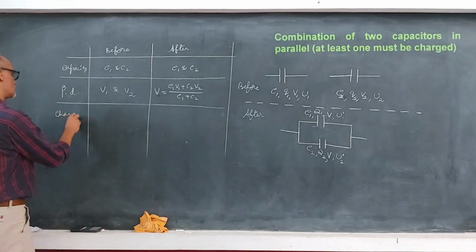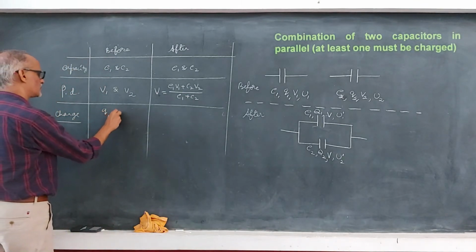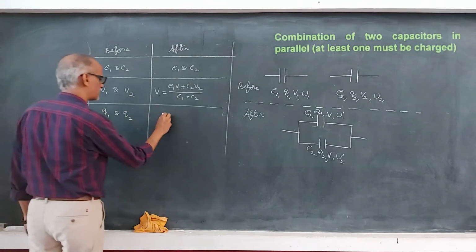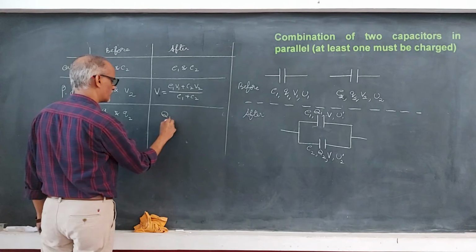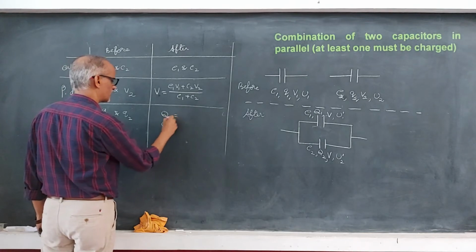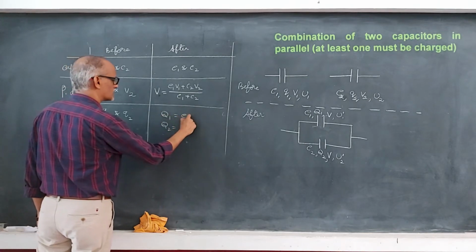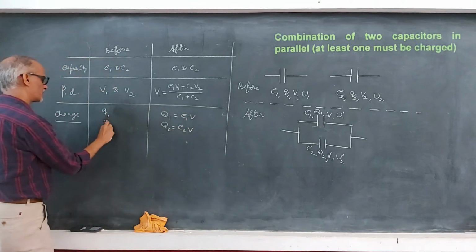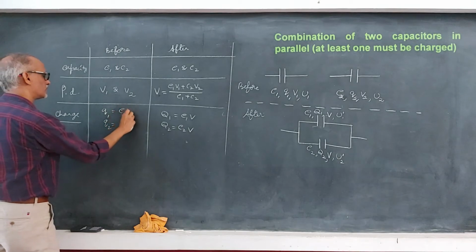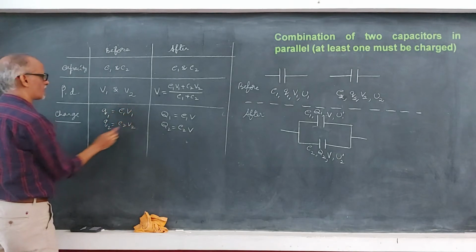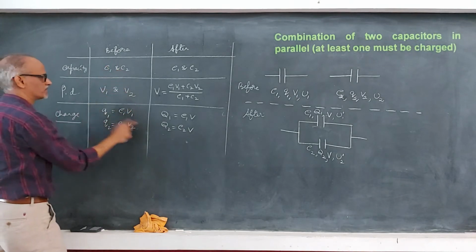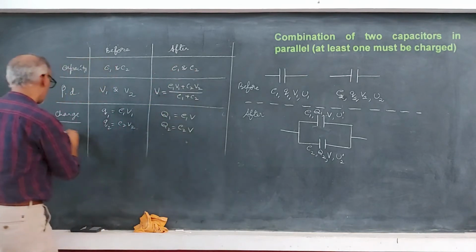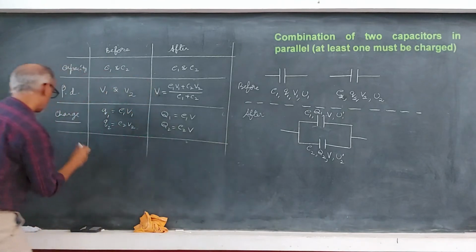So what is the charge? The charge before is q1 and q2. What is the charge after? The charge after is Q1 and Q2, which we can calculate. Q1 is equal to C1V and Q2 is equal to C2V. Here also we can find q1 and q2 before. It's C1V1, C2V2. Here C1V, C2V, because V is the same. Clear?